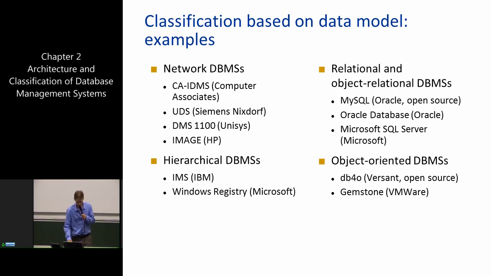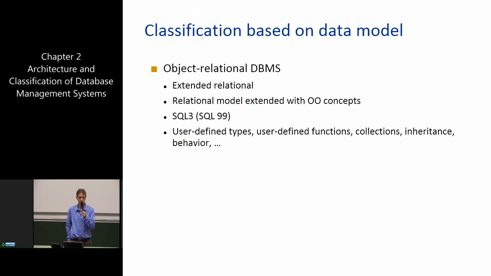Now, object-oriented DBMSs have not been very popular in the industry. So if you look at my previous slide, for example, you're going to see object-relational DBMSs as well. Object-relational DBMSs are relational DBMSs in which you also have some object-oriented extensions. And object-relational DBMSs are very popular in the industry.